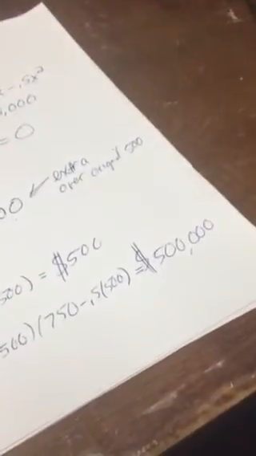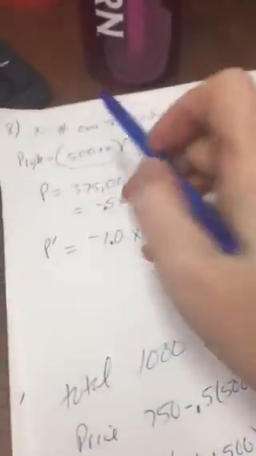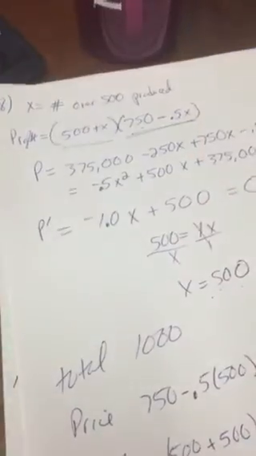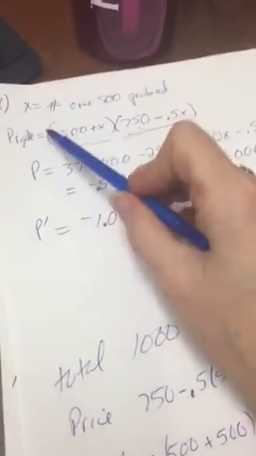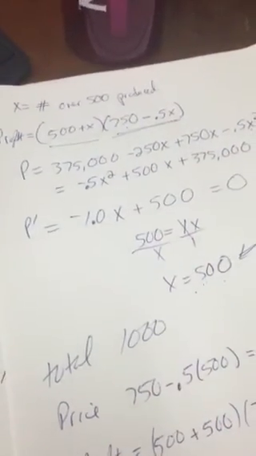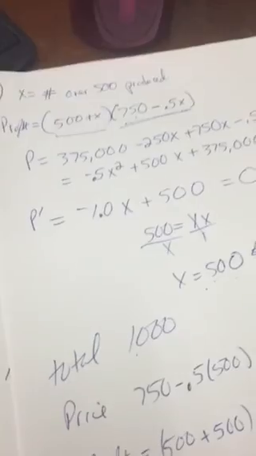These problems, you need to pay real close attention to what they're asking for. And remember, when you solve for x, that's not always the answer. It depends on what they're asking for. Yes, I do need to make 500 extra engines, but the question wanted to know how many total engines. That's why the answer was 1,000.